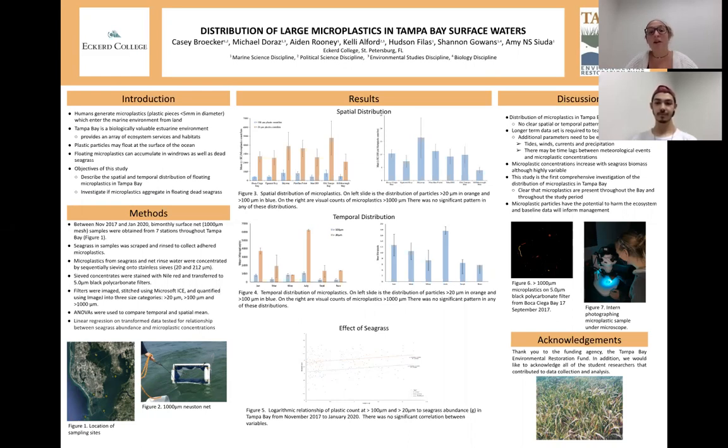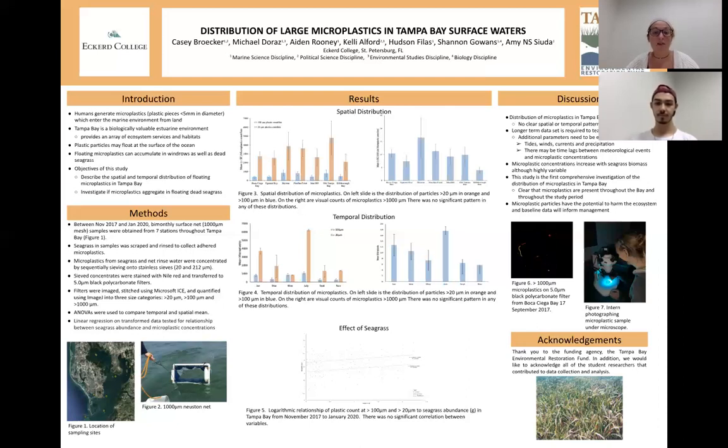The objectives of the study are to describe the temporal and spatial distributions of microplastics, as well as investigating if microplastics are aggregating on floating dead seagrass. So on a bi-monthly basis, we collect water and seagrass samples from 7 different stations, which are pictured in Figure 1, using a 1,000 micron Neuston net, which is pictured in Figure 2.